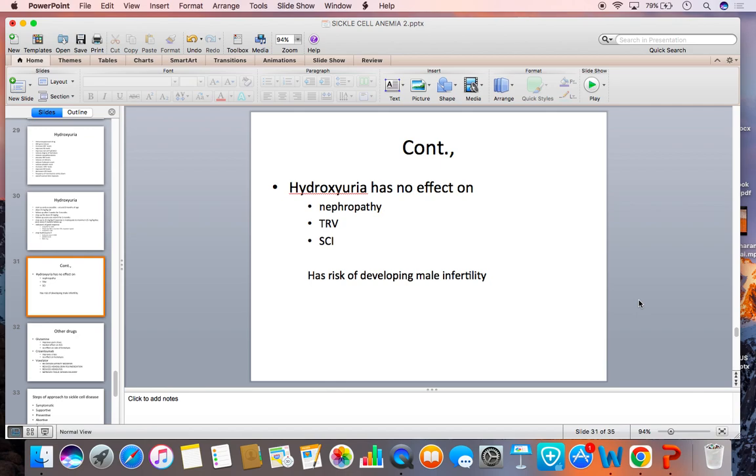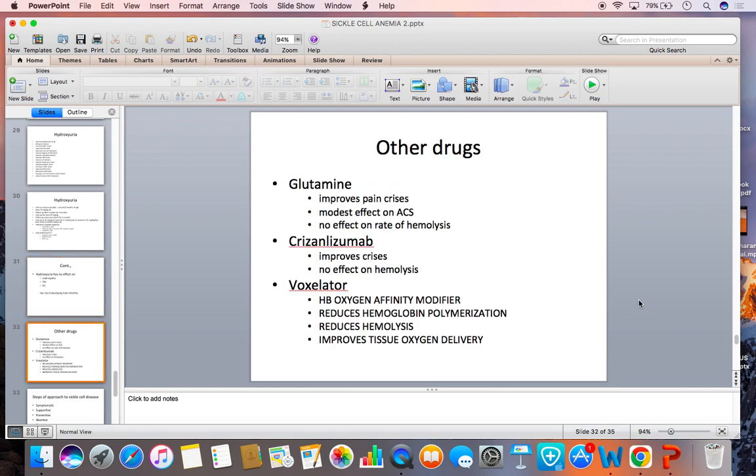But hydroxyurea has got no effect on nephropathy, TRV, and SCA. It has risk of developing male infertility. This has to be kept in mind when you are treating a male patient with hydroxyurea for a long time. Other drugs that can be given are glutamine, which improves pain crisis, modest effect on ACS, no effect on rate of hemolysis. Well, crizanlizumab improves crisis, but no effect on hemolysis.